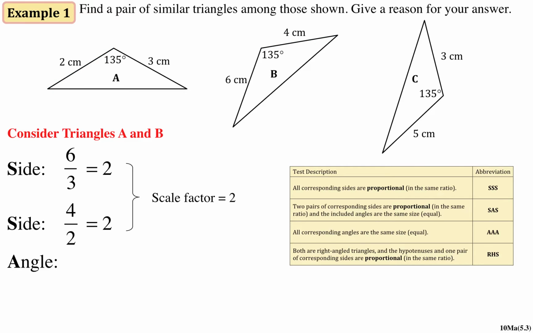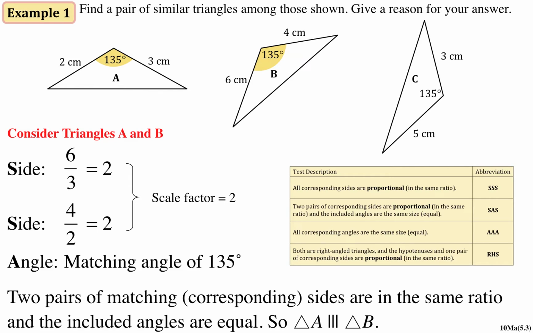If I have a common angle between those sides, which I do, a matching or corresponding angle of 135 degrees, that means that triangle A and triangle B are similar. Why are they similar? Well, I used two sides and an included angle. So I'd say because two pairs of sides are in the same ratio, they're in the ratio of 2 to 1, they've got a scale factor of 2, and the included angles are equal, the triangles are similar.